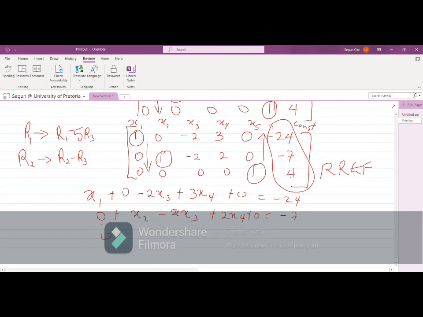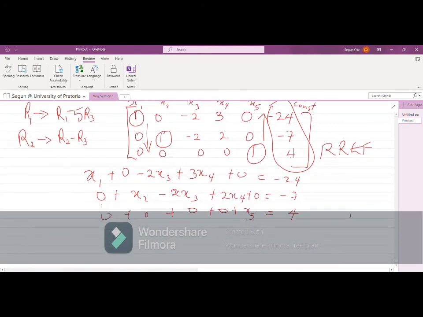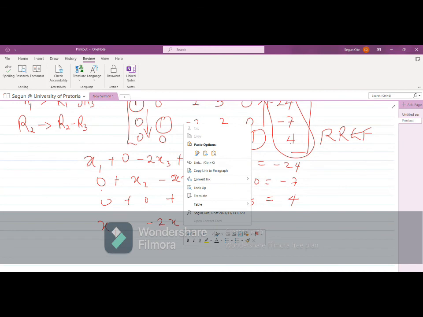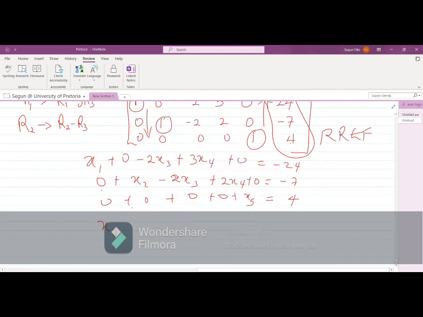So these are 0 plus 0 plus 0 plus 0 plus x5 equals 4. So on a normal day, if I want to write it out, it's easy for me. I can just say x1 minus 2x3. You can leave out the 0, just do as if you are leaving the 0, but I can write everything together. It doesn't make any difference.